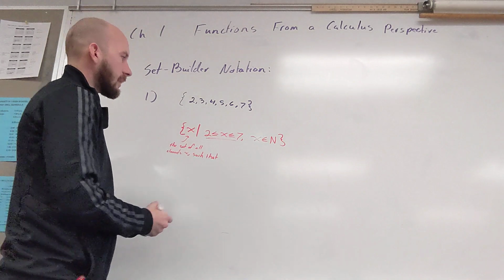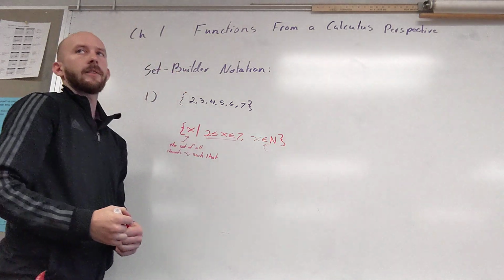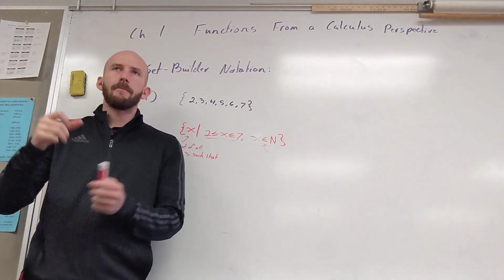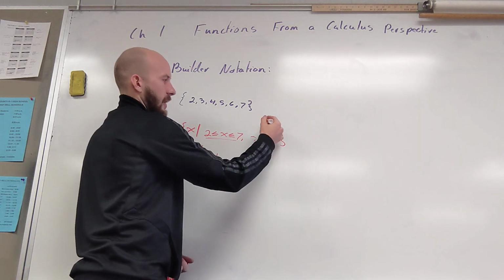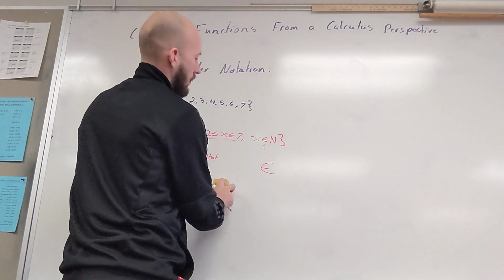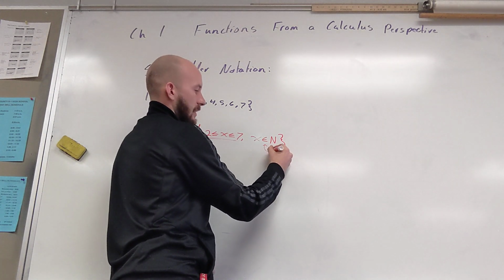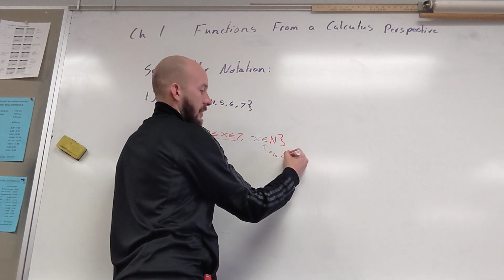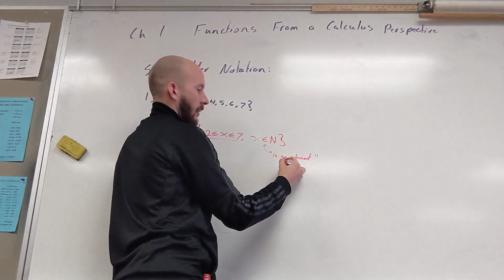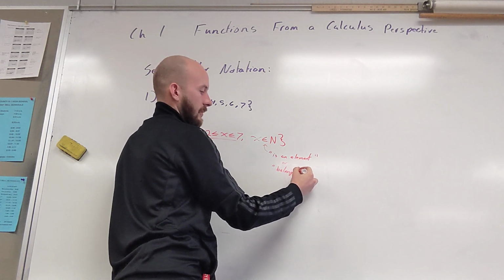So here, this symbol is the Greek letter epsilon. We're going to use that a lot. It's like an E, but it's more curved. It's more like drawing a C with a line in it. So that symbol epsilon means is an element of, or a little bit of shorthand for that is belongs to.